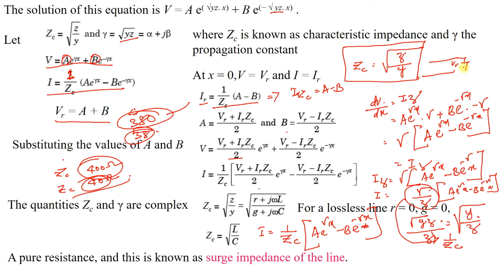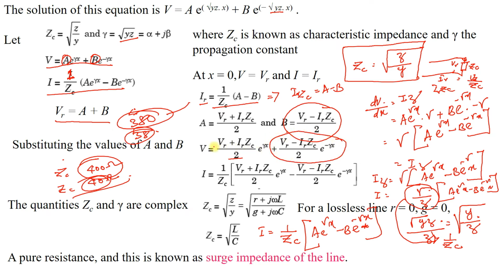So if you are terminating the transmission line with an impedance Zc here, you can see that IR will be equal to VR by Zc. So IR into Zc will be equal to VR here. So (VR minus IR Zc)/2 will be equal to 0. That means the voltage will not have this component.